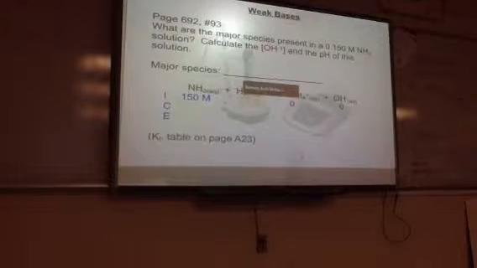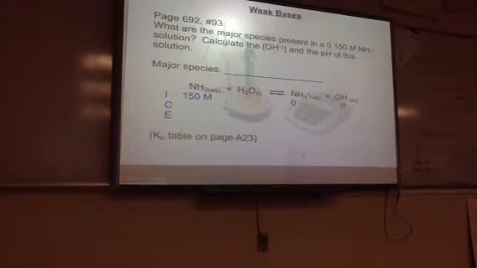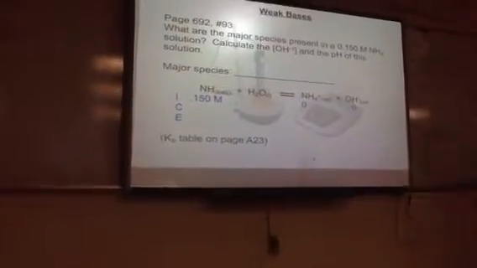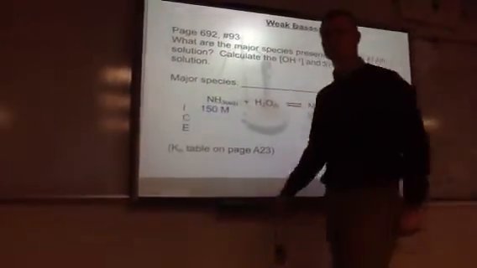Wait, I have a question. I think if the K value is 10 to the negative 5th or smaller, then we'll use the 5% rule. Yeah.